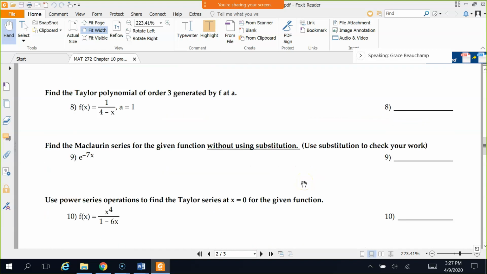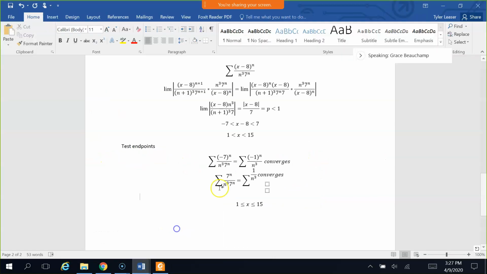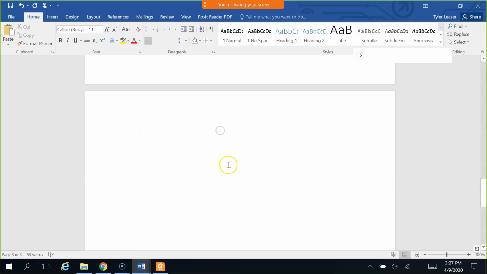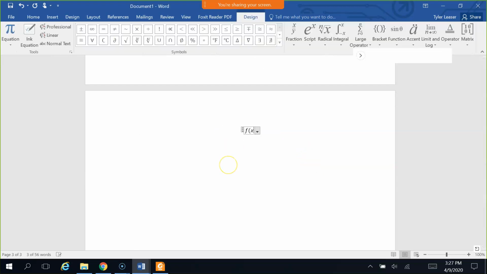Find the Maclaurin series for the given function without using substitution. Use substitution to check your work. Yeah. So e to the negative 7x. Okay. So whether you're doing Taylor series or Maclaurin series, they're going to give you a function. So here they give us the function e to the negative 7x.